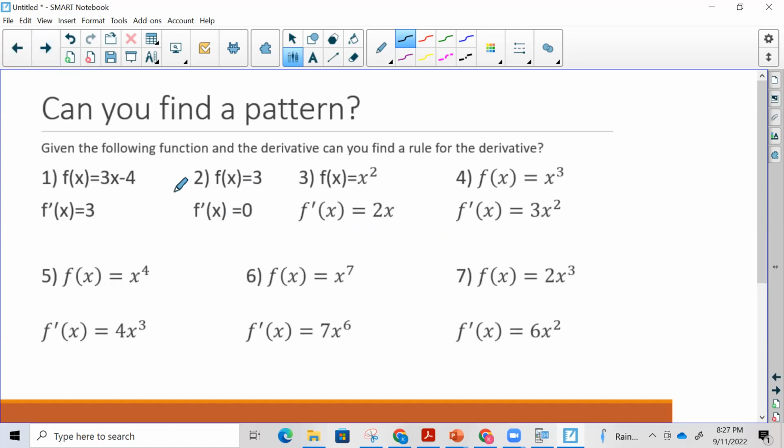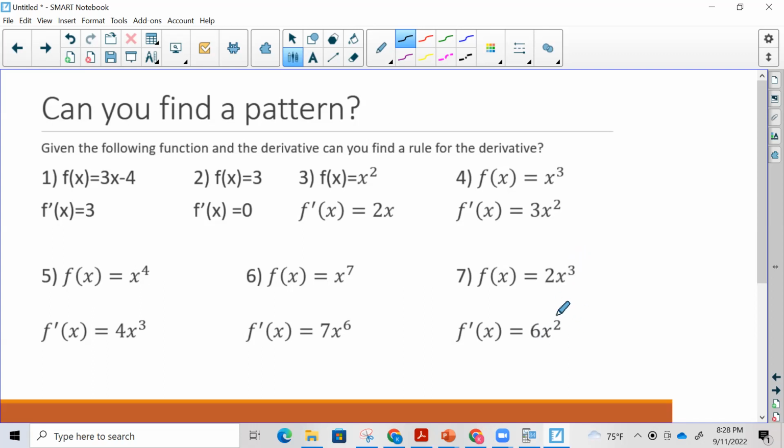So if we did the difference quotient with these, we would find that if f of x equals 3x minus 4, the derivative would be 3. If f of x is 3, the derivative would be 0. If f of x is x squared, the derivative is 2x. If f of x is x cubed, the derivative was 3x squared. For x to the fourth, the derivative was 4x cubed. When it was x to the 7, the derivative was 7x to the 6. And when it's 2x cubed, the derivative is 6x squared.